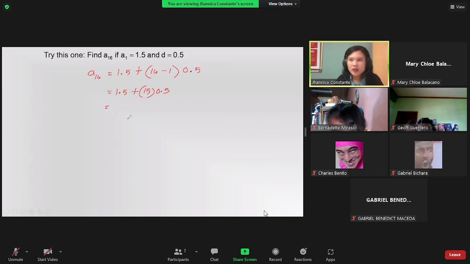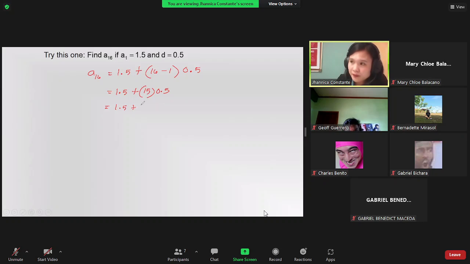So 1.5 plus 7.5. So the 16th term of our arithmetic sequence is equal to 9. So that's the 16th term of our arithmetic sequence.